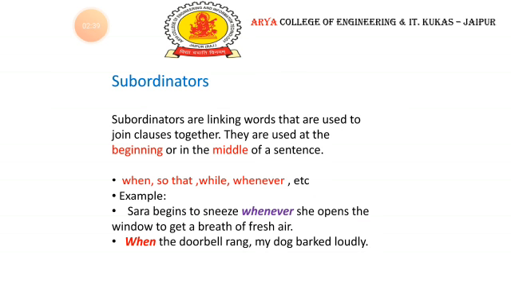Subordinators are linking words that are used to join clauses together. They are used in the middle or at the beginning of the sentence: when, so that, while, whenever, etc. Example: Sarah began to sneeze whenever she opened the window to get a breath of fresh air. So here we have "whenever".